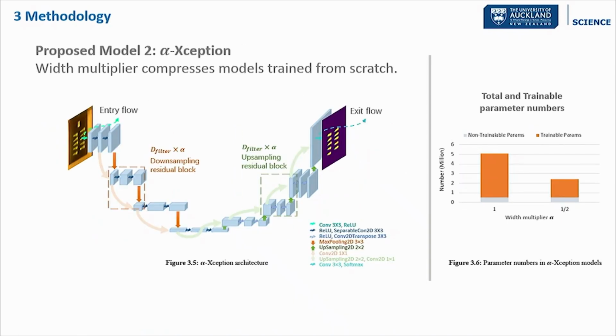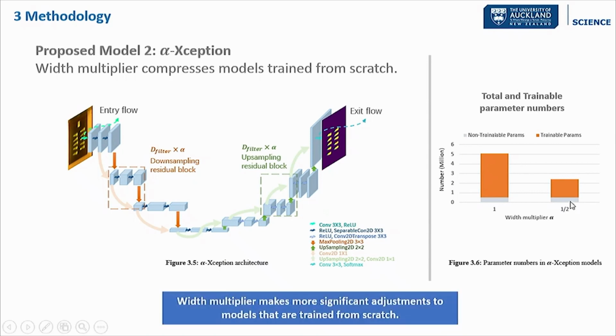So we choose to experiment with another structure called UNet Xception style to form the alpha Xception model. And here we can see, since all of the parts of the model are trainable, each time we reduce the alpha to half of its original size, we're able to reduce the total parameters to nearly 1/3 of the original size.